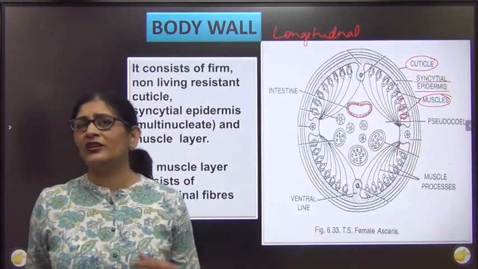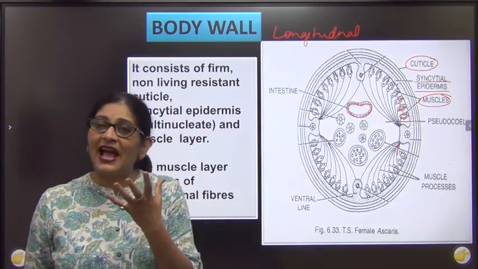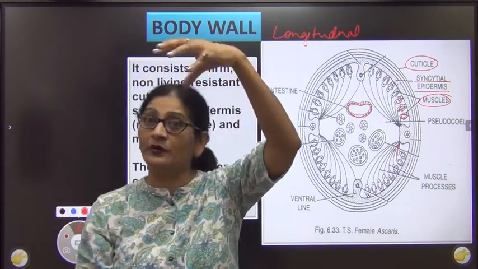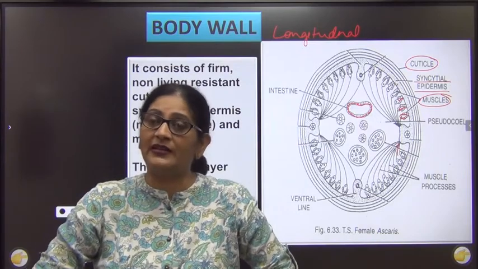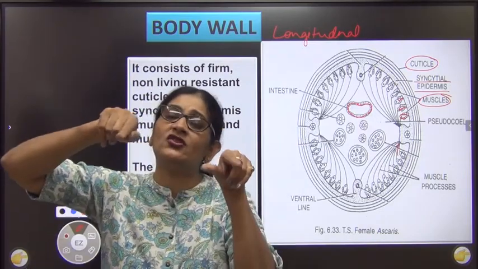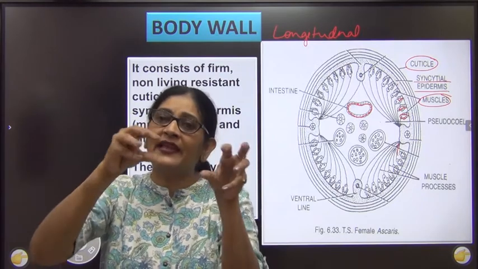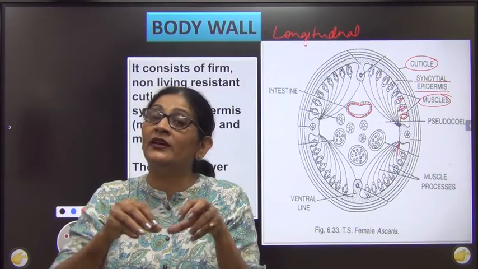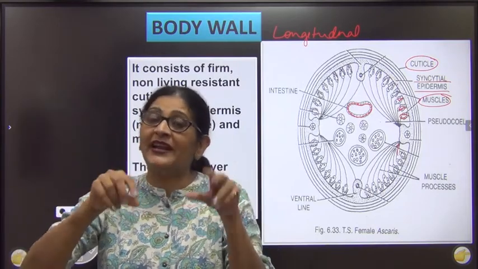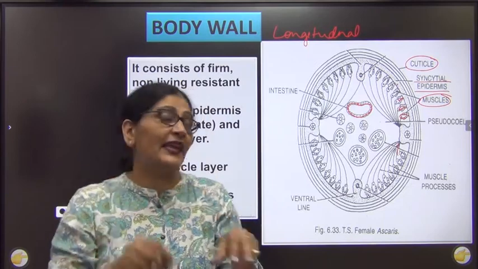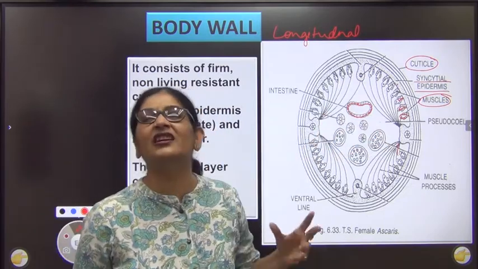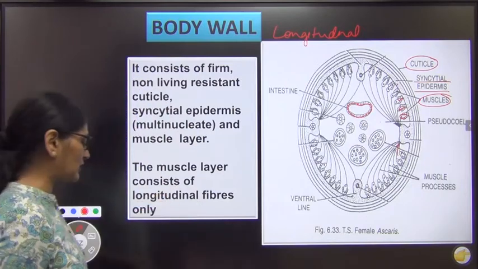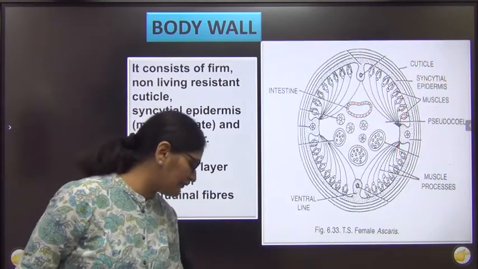I know these things do not come in medical exams, but you must have a picture of the organism you are studying. Just imagine, this is a roundworm. They are not so big, they are very small, and they are found in our intestine. But if you cut a section, they show an exoskeleton of cuticle. Then they have epidermis, ectoderm forming the epidermis, which is syncytial, that is multinuclear. Then they have a mesoderm, which forms muscles. Then they have a pseudocoelom, and in the center they have the gut, which is of course lined by the endoderm. The muscle layer consists of only longitudinal muscle fibers.